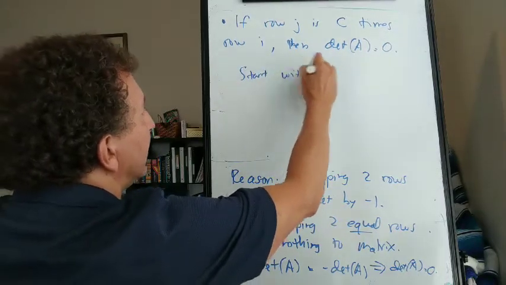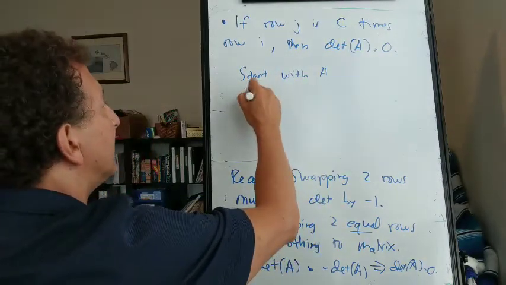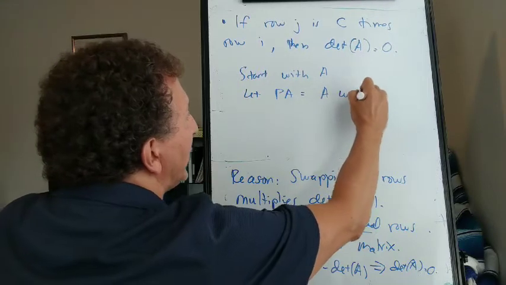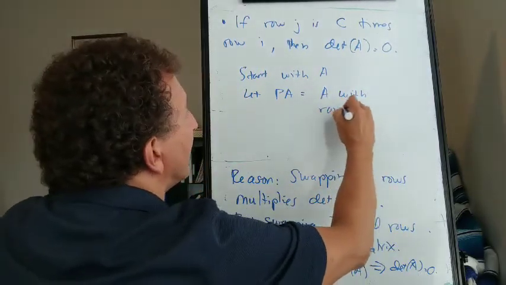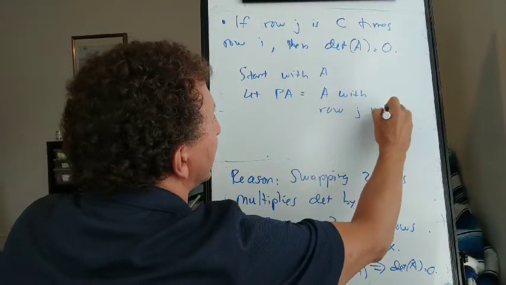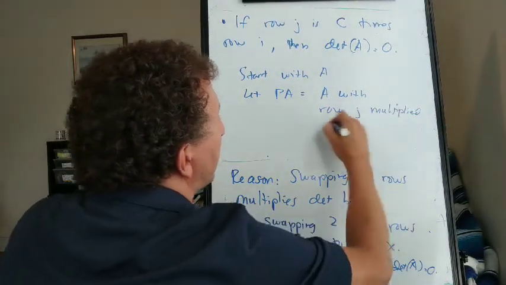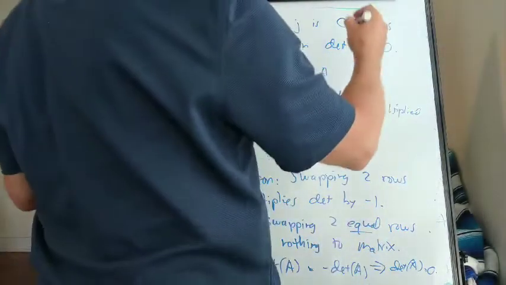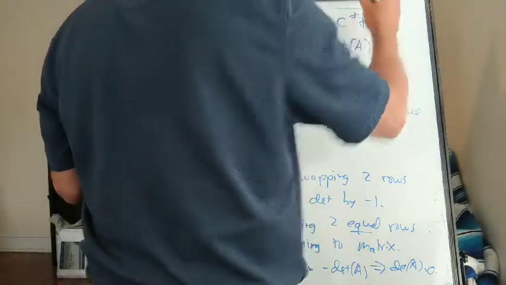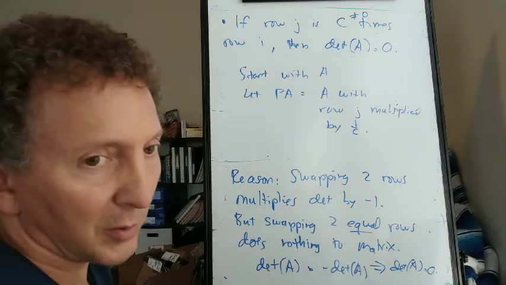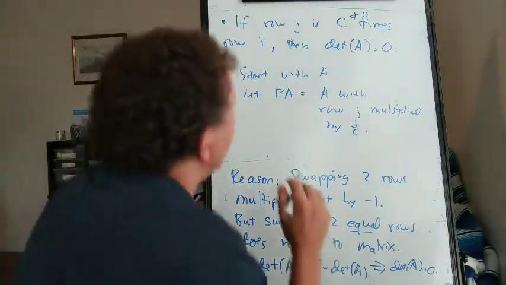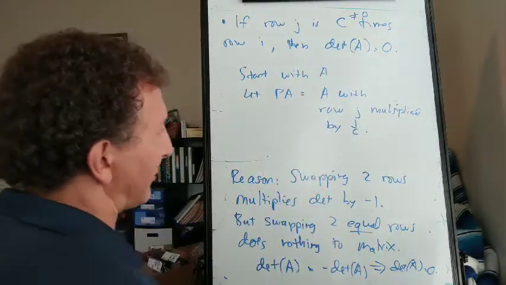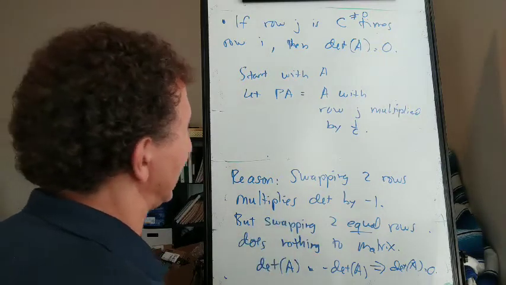So let's start with A. And let's let PA be A with row j multiplied by 1 over c. I'm thinking of c as a non-zero number. Of course, if one row is 0 times another row, then we have a row of zeros, and we know the determinant is 0. So P does the row operation of dividing a row by c.